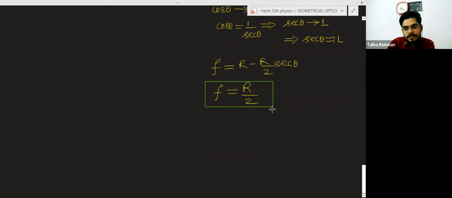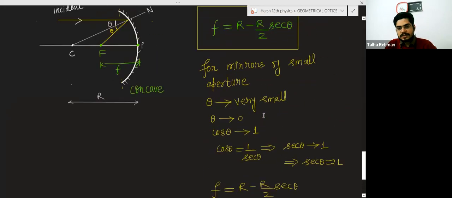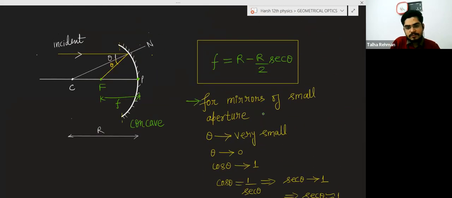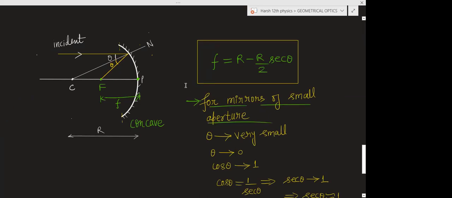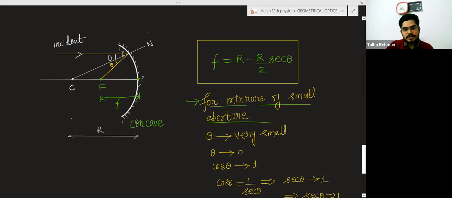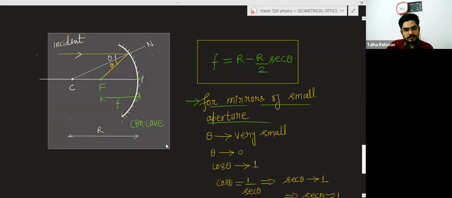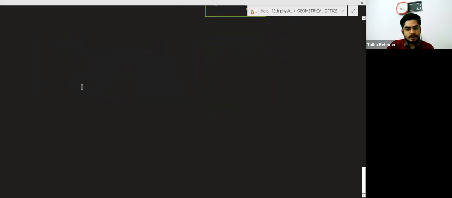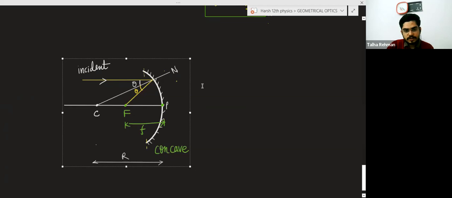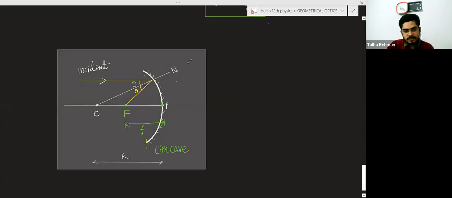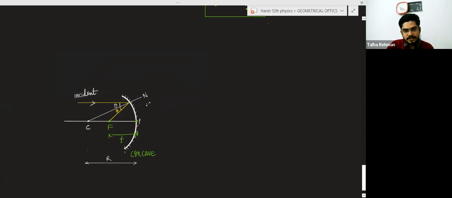This formula is very important, and most of the time we will use it because in our syllabus we will have mirrors of small aperture. Small aperture means this mirror is very small. You can just see with this example: if this mirror aperture is very small, see this value of theta now. Now this theta is decreasing.